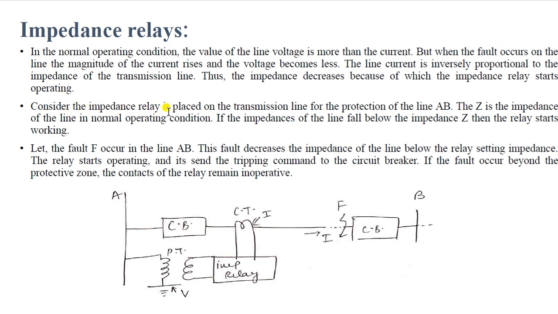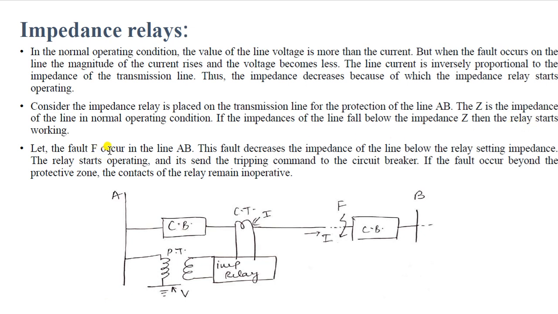Consider the impedance relay is placed on a transmission line for the protection of line AB, that is our bus A, that is our bus B. In between this A and B bus, we have a transmission line. In this transmission line, a CT provides current and a PT provides voltage to the impedance relay. The Z is the impedance of the line in normal operating condition. If the impedance of the line falls below the impedance Z, then the relay starts working.